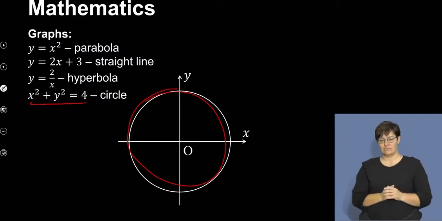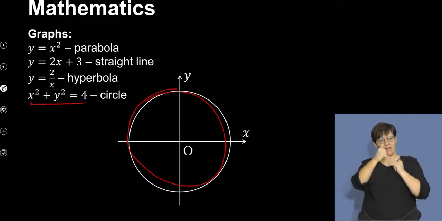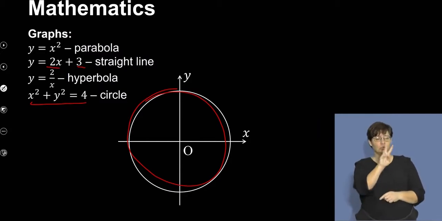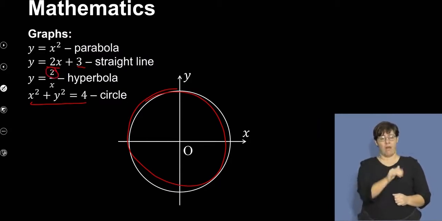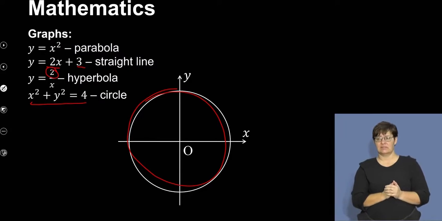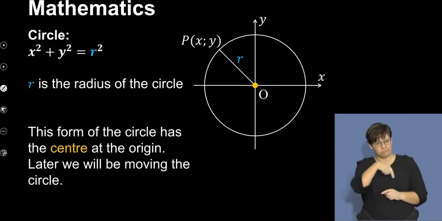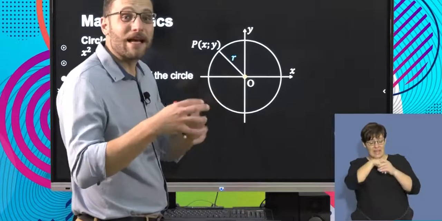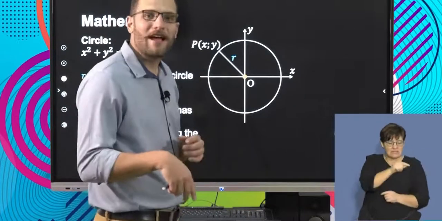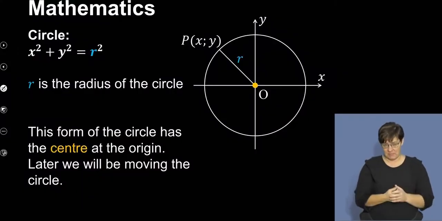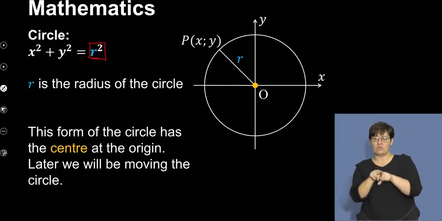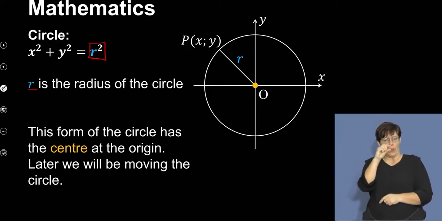Now, exactly like with the straight line, y equals 2x plus 3, where 2 represented the gradient and 3 represented the y-intercept, in a hyperbola, that 2 at the top there represents the shape of my hyperbola. When we're talking about a circle, every little bit also represents something to do with that circle particularly. So if we look at the standard form of a circle, x squared plus y squared is equal to r squared, that r is always going to be the radius of my circle.